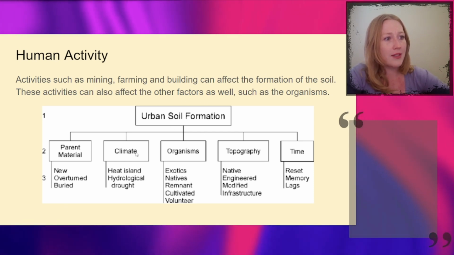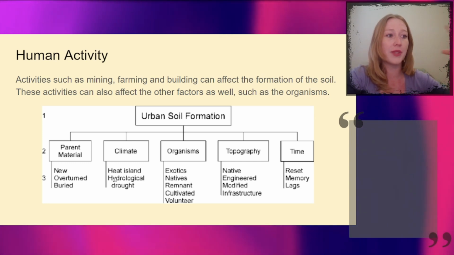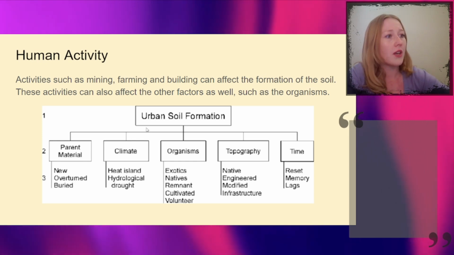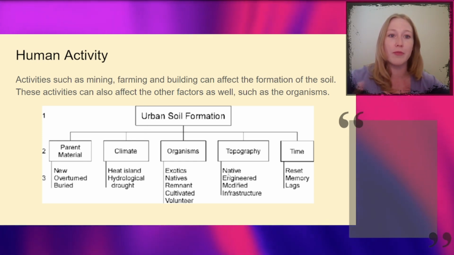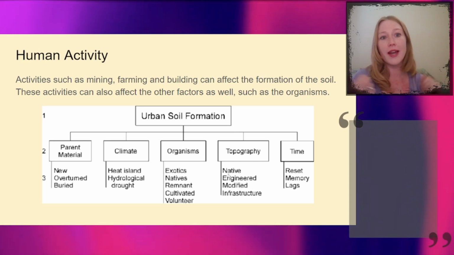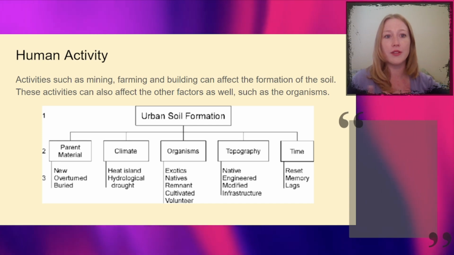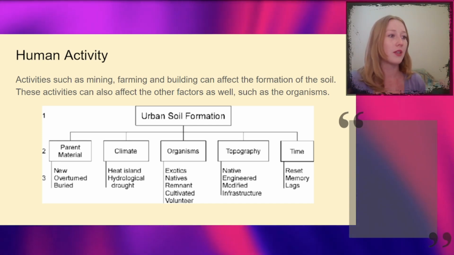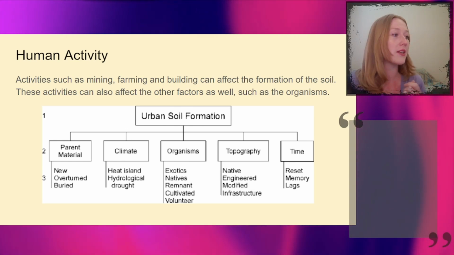humans impact the climate. We impact microclimate, like with the heat island effect, or climate change, or droughts. Humans impact topography, so we impact the shape of the landscape. That can be with mining areas, it might flatten out land, or developing in other areas, it would actually completely overturn the soil formation process.